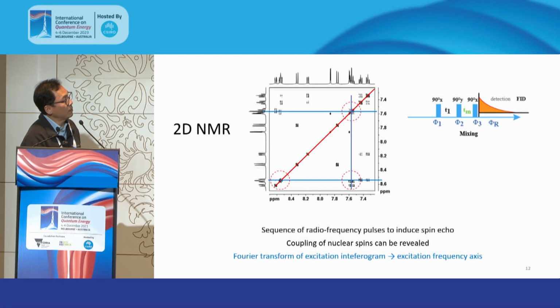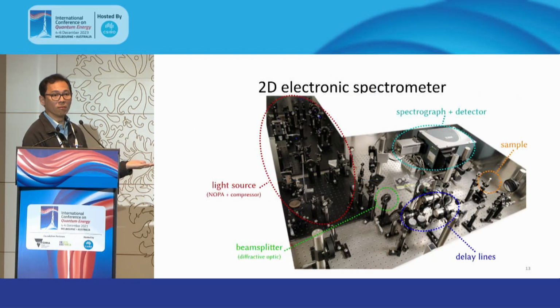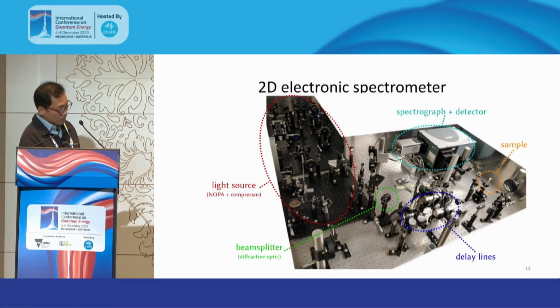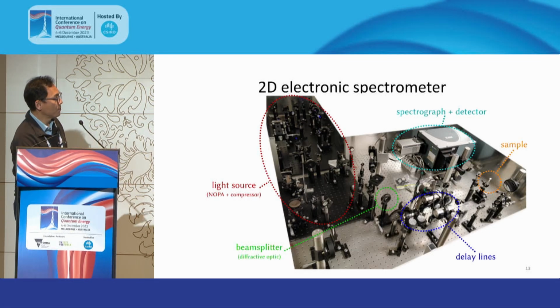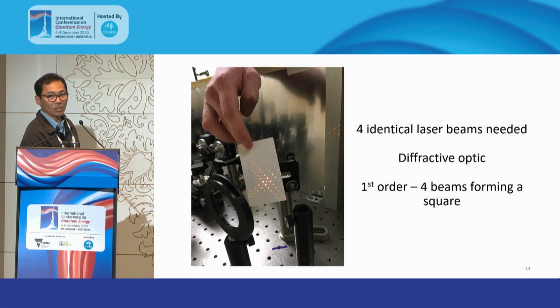Okay, so in our case, we do experiments not in the radio frequency, but in the optical frequency. So in this case we need a two-dimensional spectrometer that's in the visible range. And it looks kind of like this, kind of ugly looking, very complicated, right? But let me just try to break it down for you because we've done some technique development. It's actually very fun to look at.